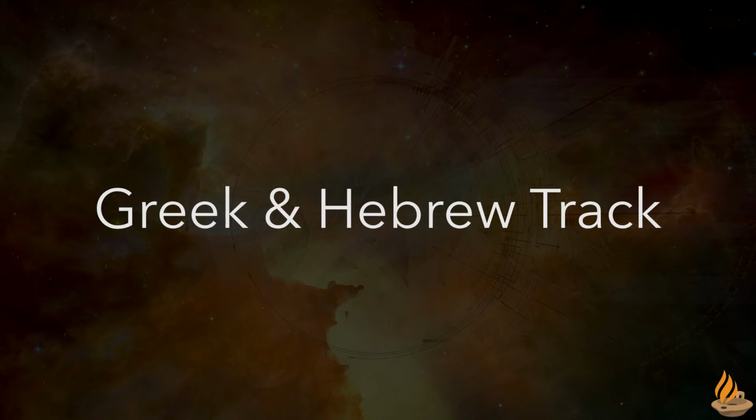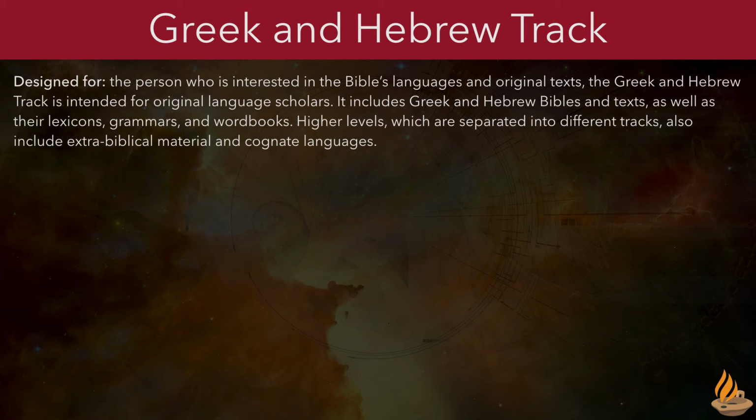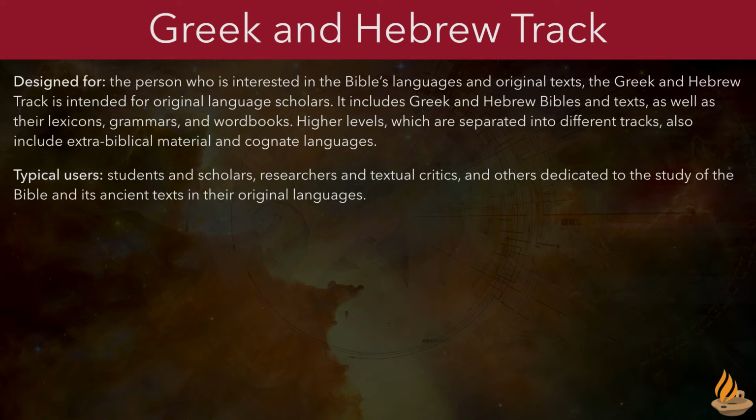The Greek and Hebrew track. Designed for the person who's interested in the Bible's languages and original texts, the Greek and Hebrew track is intended for original language scholars. It includes the Greek and Hebrew Bibles and texts, as well as their lexicons, grammars, and word books. Higher levels, which are separated into different tracks, also include extra-biblical material and cognate languages. Its typical users are the students and scholars, researchers and textual critics, and others dedicated to the study of the Bible and its ancient texts in their original languages.